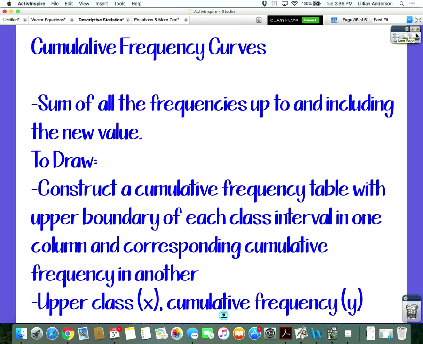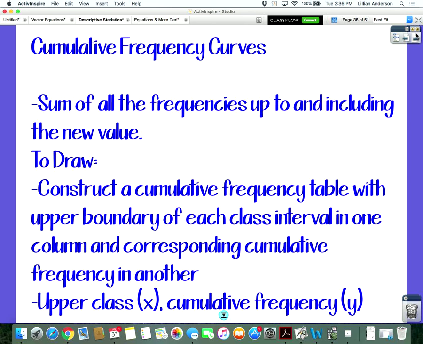We're going to talk about cumulative frequency curves, which is another way to represent data. You have your histograms, you have your tables. A cumulative frequency curve is the sum of all the frequencies up to and including the new value. So when you look at cumulative frequency curves and their respective tables, you're adding the frequencies as you go. It's not individual frequencies, but frequencies as you go.